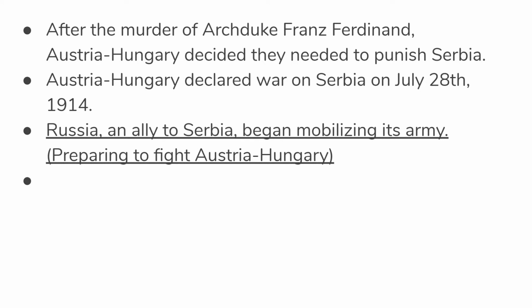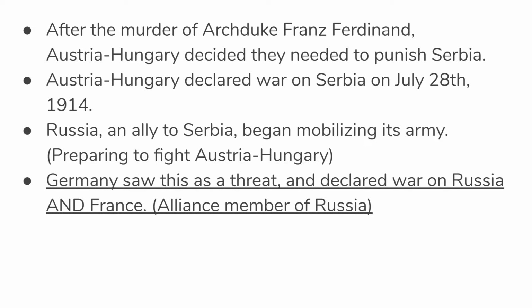But once again, thinking back to our alliances, Austria-Hungary also has a very powerful alliance member, and that is Germany. So Germany sees that Russia is mobilizing its army, and they say, wait a minute, we share a border with Russia. They know that we're in an alliance with Austria-Hungary. This is threatening to us. And so Germany, seeing this as a threat, declares war on Russia. But they don't stop there. They say, well, if we're going to declare war on Russia, we're also going to have to declare war on their alliance member, which is France.